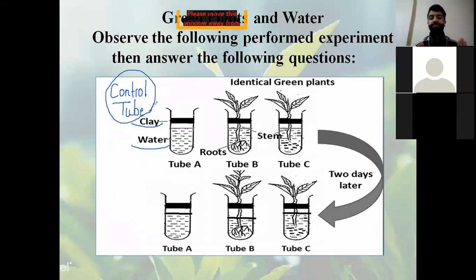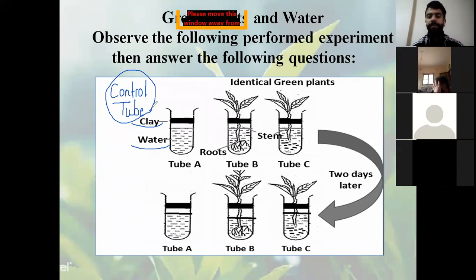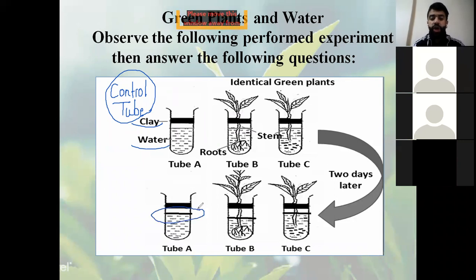Here we don't have plants. In tube A, no plants. In tube B and tube C, what do we have? In tube A, we don't have anything unless water. After 2 days, the level of water stays the same. So the level of water doesn't go to a lower level. Whenever we say it goes to a lower level, it dropped. Here the level of water stays the same. So what do we call tube A? Tube A is called the control tube. What do we mean by the control tube? It's used to compare and explain the results. So this is the role of tube A.